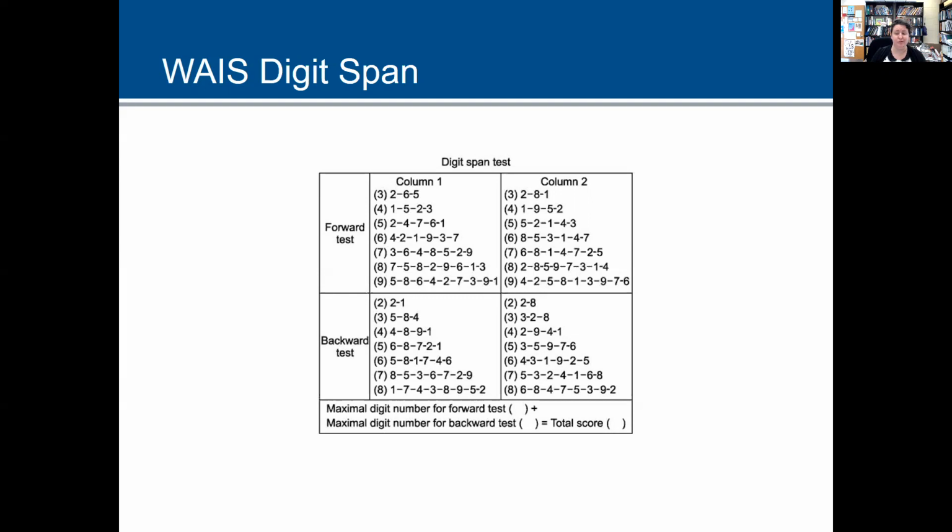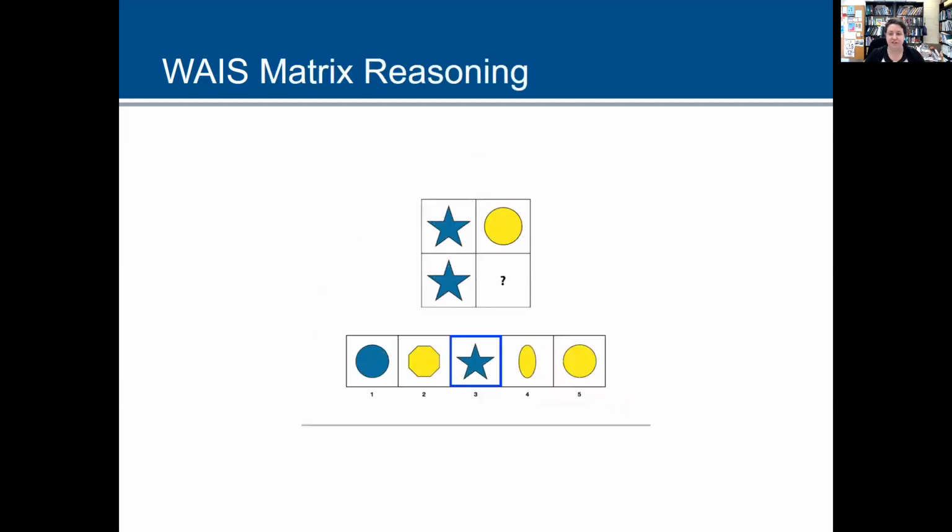After you get through all of those, you then do a backwards test where I would say 2, 1, and they would have to repeat it back 1, 2. Again, this is, can they manipulate that information? Matrix reasoning asks them to complete a pattern.